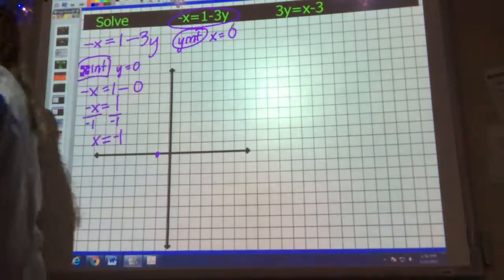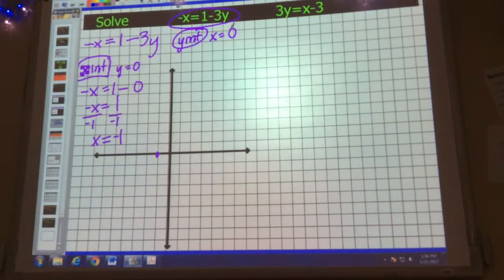Do you have any graph paper? What kind do you need? Like, how many do you need?